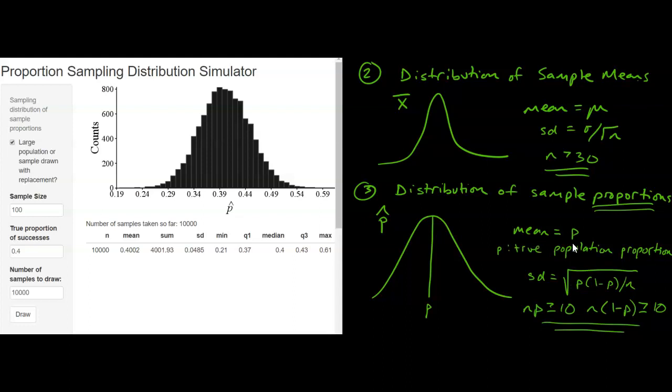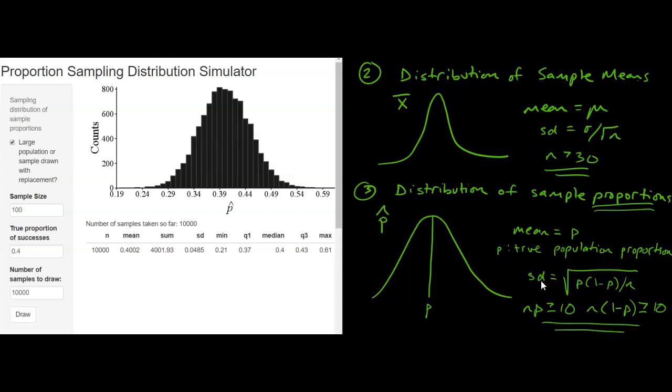The mean on a theoretical level was supposed to be P, which is the true population proportion. And remember at the beginning of this, we said let's assume that we know that 40% of all people in a population are going to vote for a particular candidate in the election. So we assumed that the true P in the population, the true population proportion, was going to be 0.4. Experimentally, we see out of 10,000 sample proportions, the mean is 0.4002. And so that supports the idea that the mean in the distribution of sample proportions is going to be the true population proportion. Likewise, we could do this with the standard deviation, and you're going to see similar results.